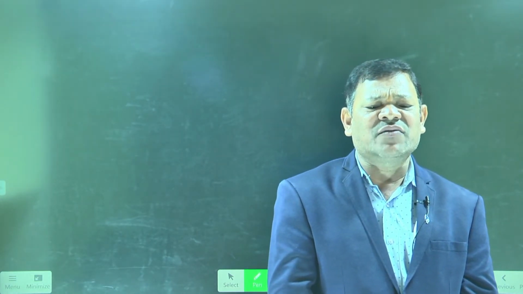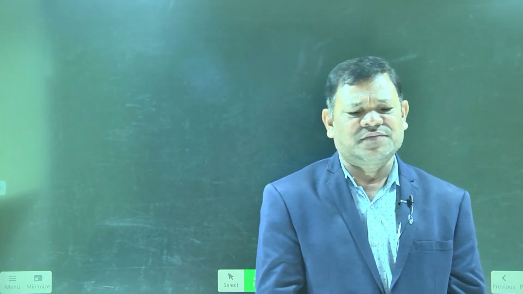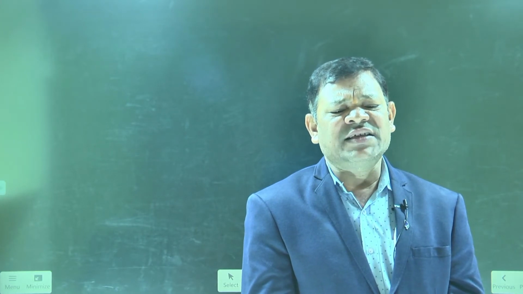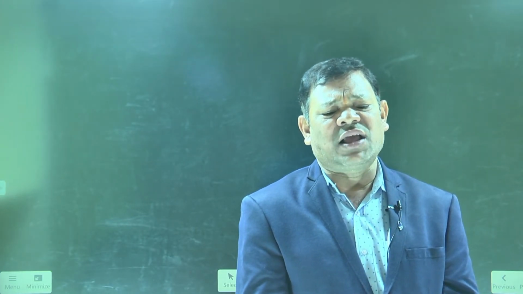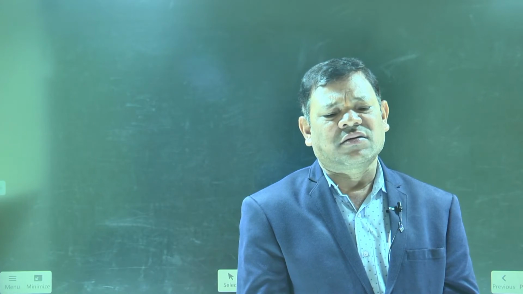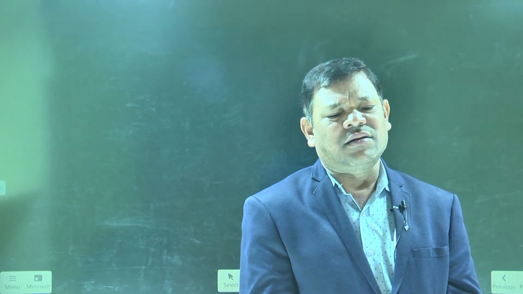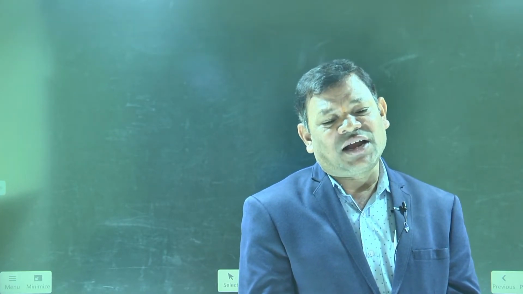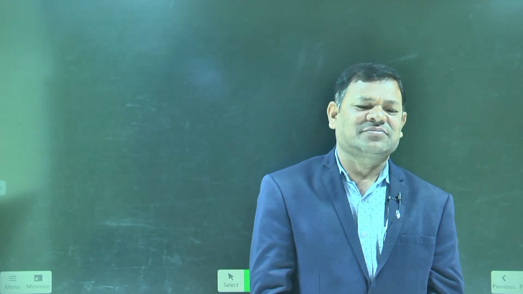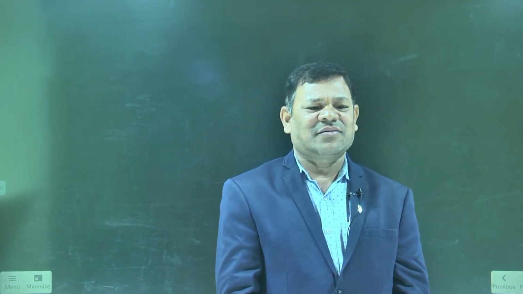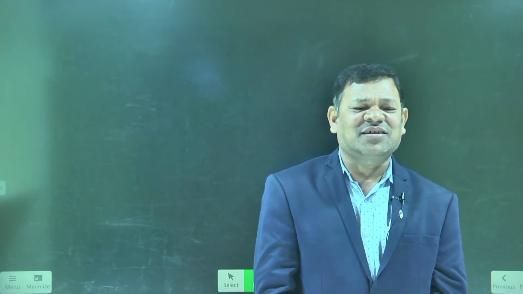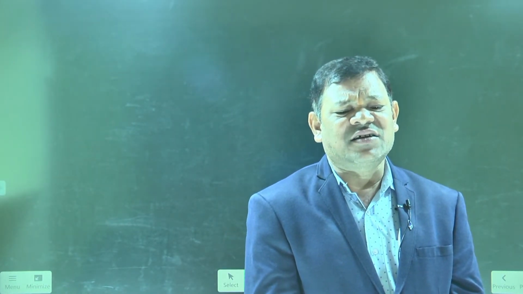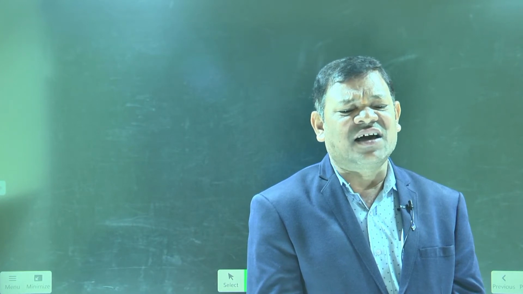In our human body, what is the longest cell? Nerve cell is the longest cell. What is the largest sense organ in our body? Skin. Very good. What is the largest gland in our body? Liver is the largest gland.